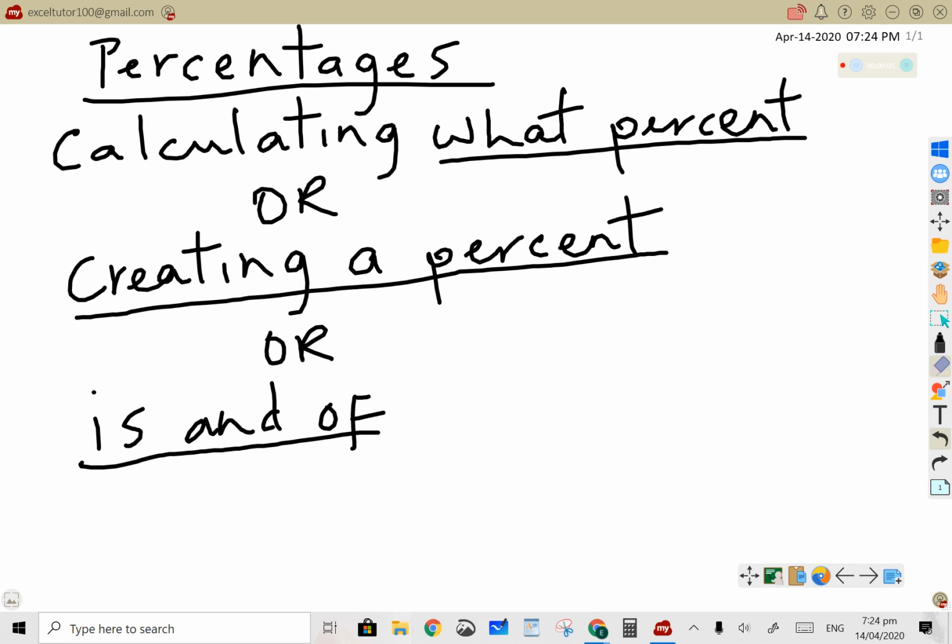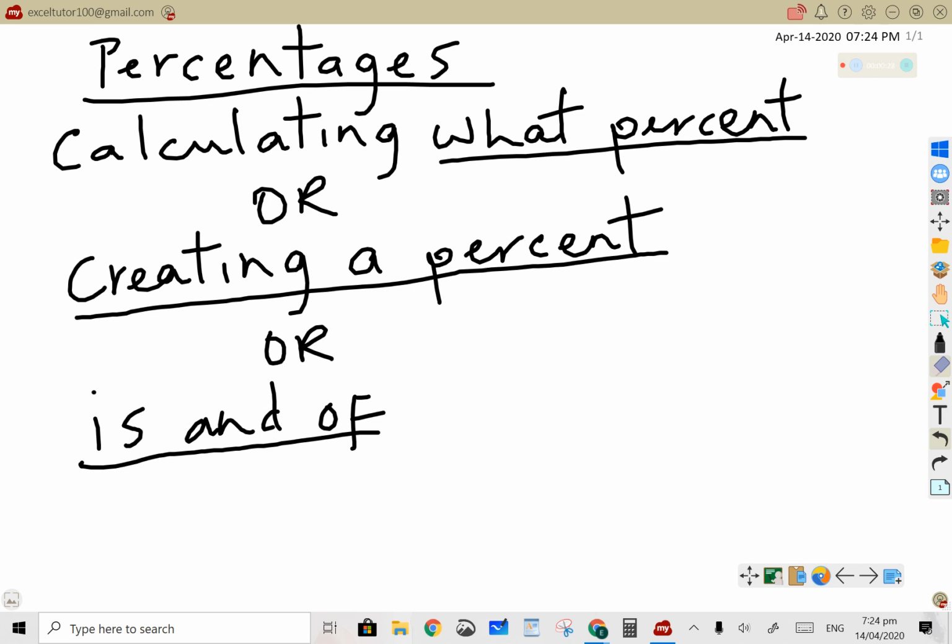Good day, class. Today we are going to follow up on our topic of percentages, which is actually a pretty long topic. Today we are going to be calculating what percent, or creating a percent, or what is commonly known or nicknamed as "is" and "of".